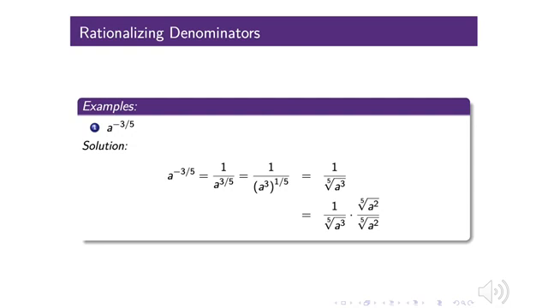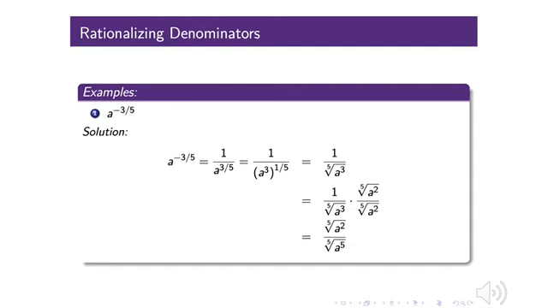So in this case, our desired multiplier, both in the numerator and denominator, is the 5th root of a squared. Fourth step, we use the product property of the radicals in multiplying 1 over the fifth root of a cubed with our desired multiplier, or the rationalizing factor. So we get the fifth root of a squared over the fifth root of a raised to the power of 5.